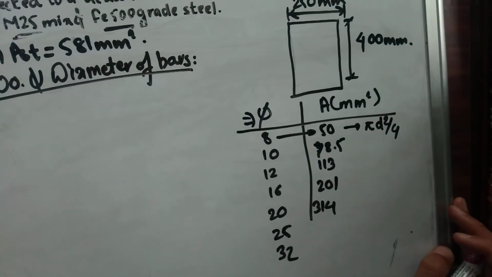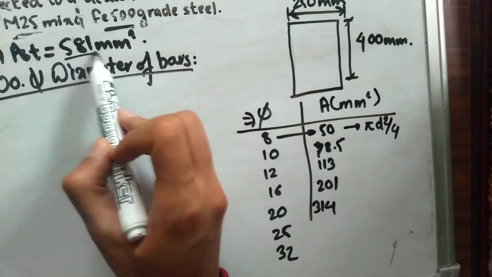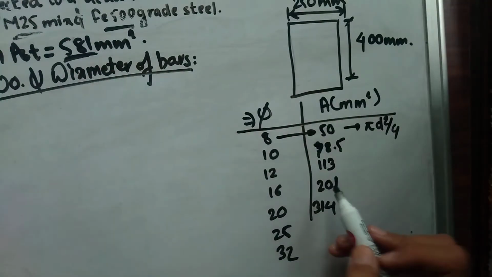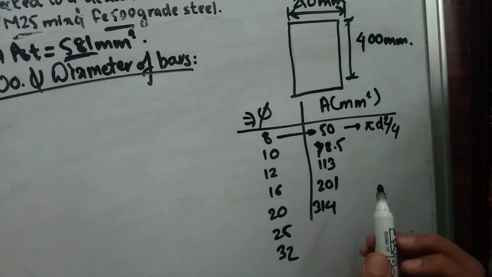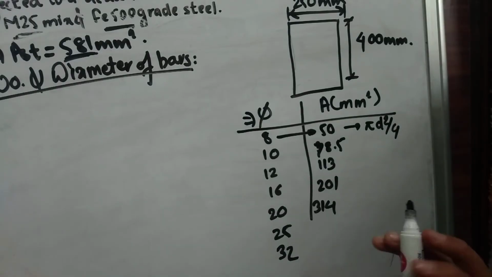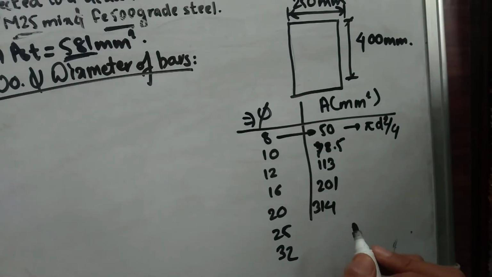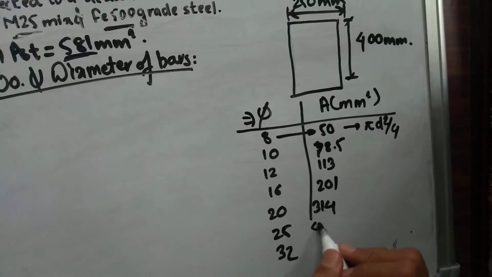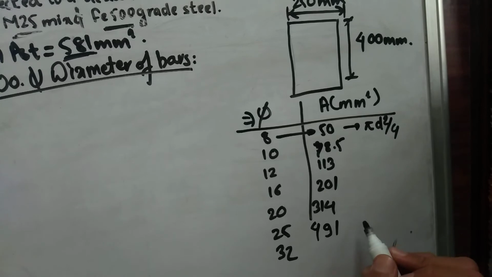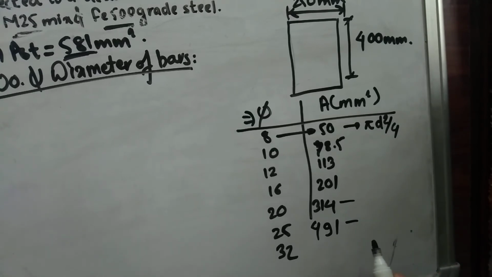Next, the total area of steel I am going to need is 581. As you can see, we need to design our beam in such a way that we cannot just put a single bar. For 25 mm it is 491. So I cannot use a bar of 20 mm or 25 mm because it is going to be quite large. I need to be using only a single reinforcement.